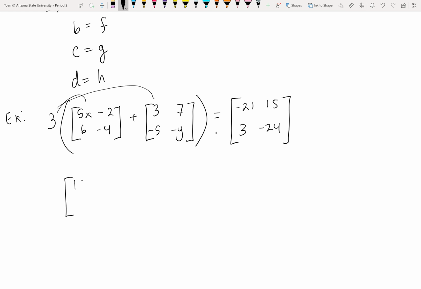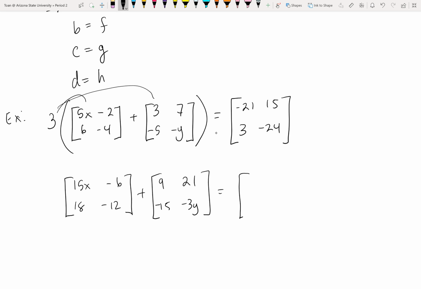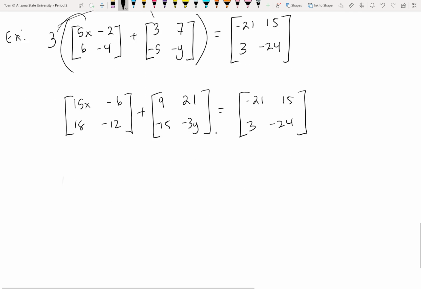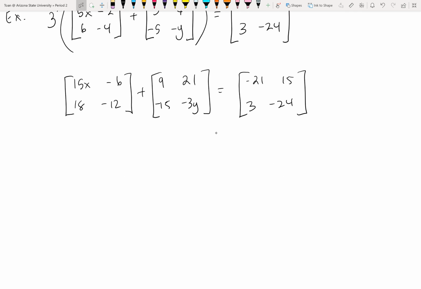So the first step is to distribute the 3 into the matrix. That gives me 15x, negative 6, 18, negative 12, plus 9, 21, negative 15, negative 3y. I didn't do anything to the right-hand side, so I just copy it down. Next, we're going to add these two matrices.